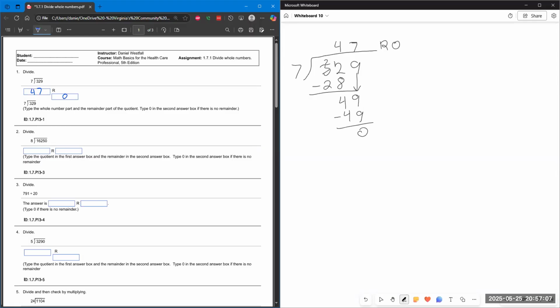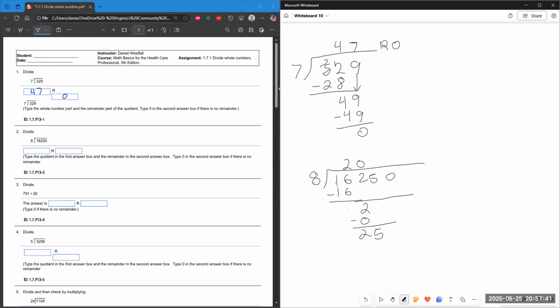Let's take 8 into 16,250. 8 can't go into 1, but 8 can go into 16 2 times. 2 times 8 is 16. So we get 0. I don't want to write down a 0 as a leading 0. I'm going to bring down this 2. 8 can't go into 2, so I'm going to go ahead and write a 0 there. And then bring down the 5.